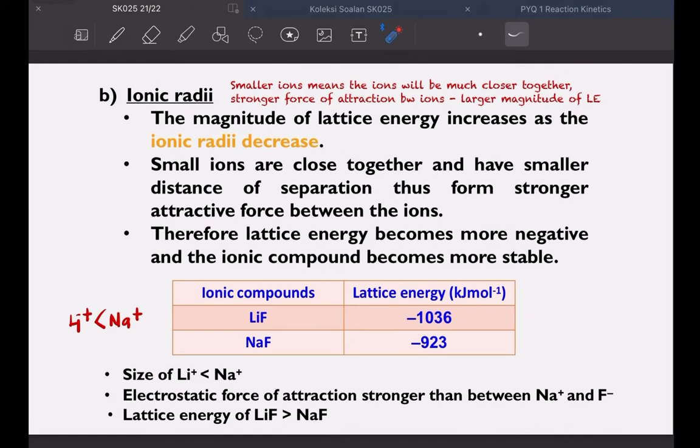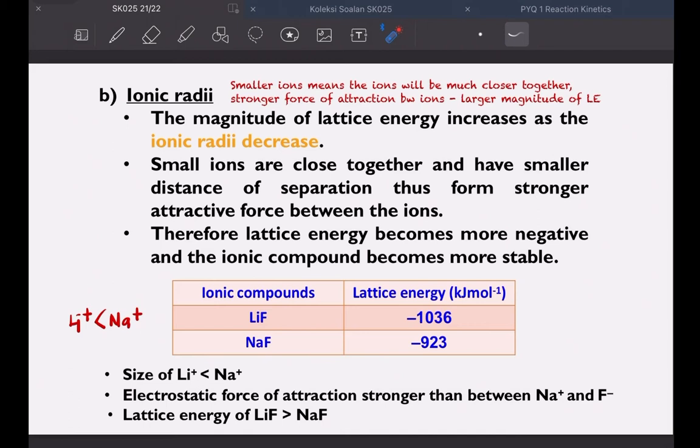The second factor is ionic radii. So, smaller ions means that your ions will be much closer together in the lattice. So, when they are much closer together, that means the lattice is stronger, okay? They have stronger force of attraction between the ions. Therefore, more energy is released to form the lattice, i.e., more energy is needed to dissociate the lattice.